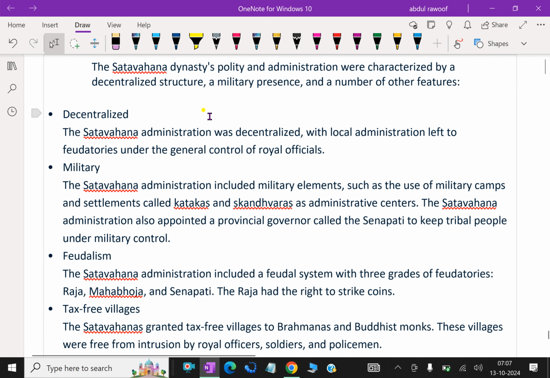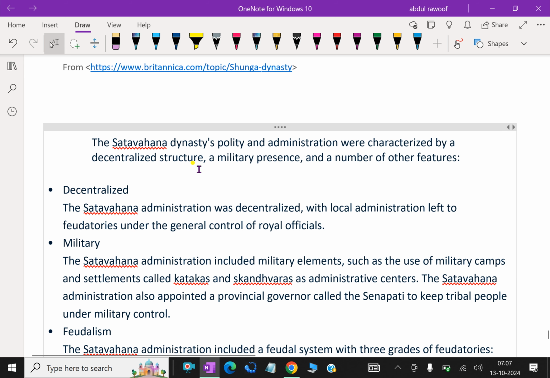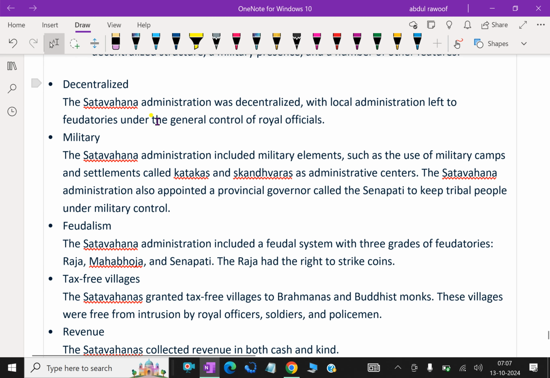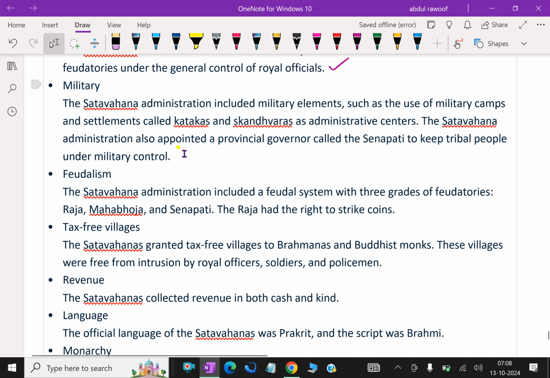Next, Satavahana dynasty. Polity and administration were characterized by a decentralized structure, a military presence, and a number of other features. That is, we talk about now the Satavahana dynasty's polity and administration. Decentralized. Satavahana administration was decentralized, with local administration left to feudatories under a general control of royal officials. The Satavahana administration included military elements such as the use of military camps and settlements called katakas and skandhavaras as administrative centers. Satavahana administration also appointed a provincial governor called the Senapati to keep tribal people under military control.